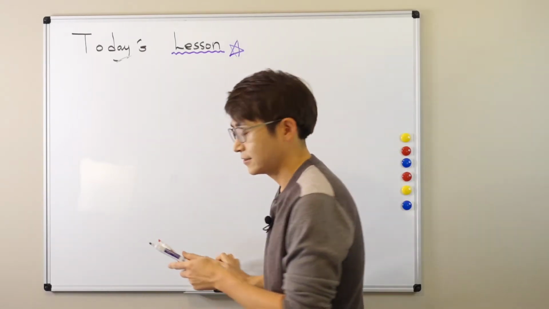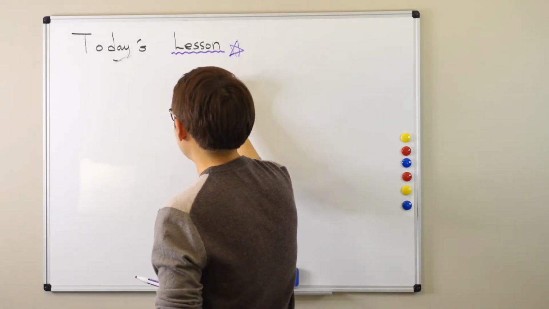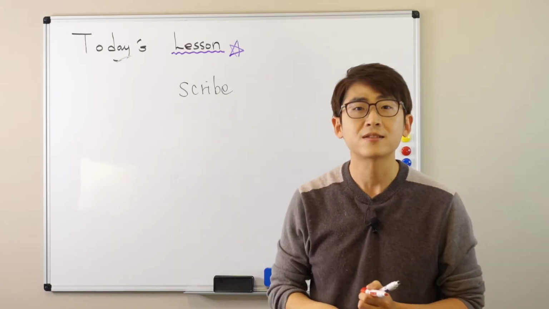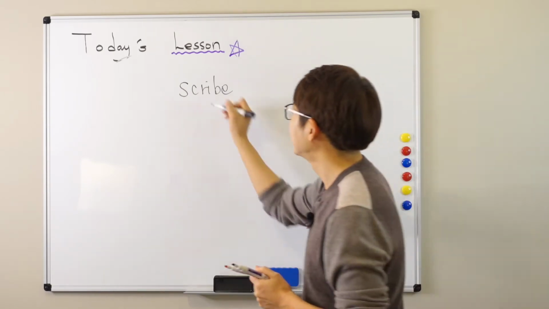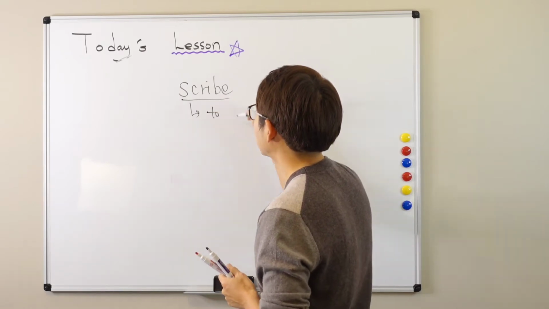Okay. All right. So the next one is very useful because it involves this root word, scribe. Scribe. And this word is actually used a lot. And basically this one means to write.